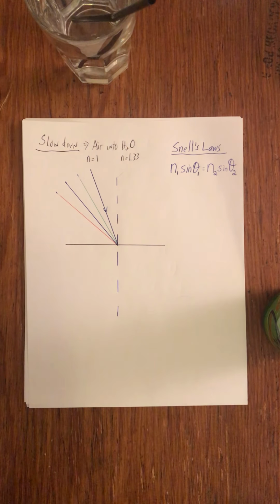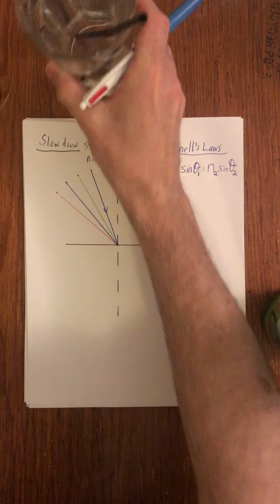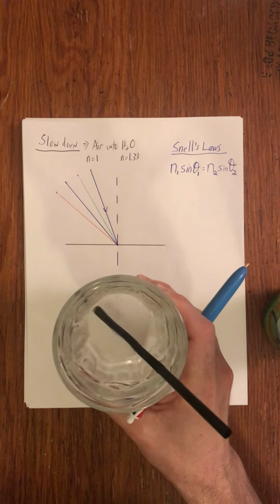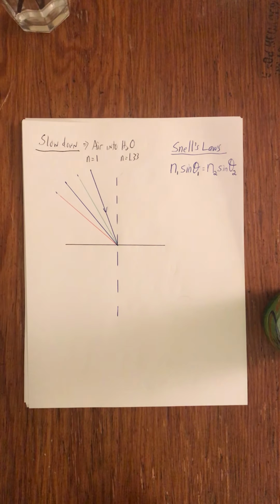Now, why am I using 1s and 2s rather than initials and finals? Well, if you think about my glass of water, oftentimes light goes into something and comes out of something. So in a given problem, I might have multiple angles, and I don't want to label things initial and final because my final might become my initial or not. And these problems get a little bit more complicated. So let's leave it at that.